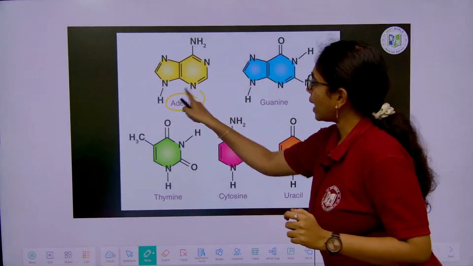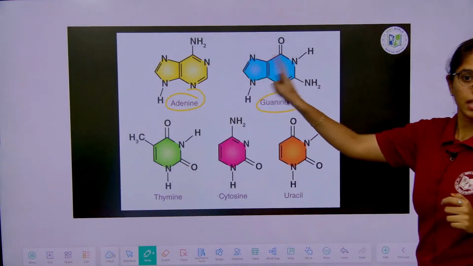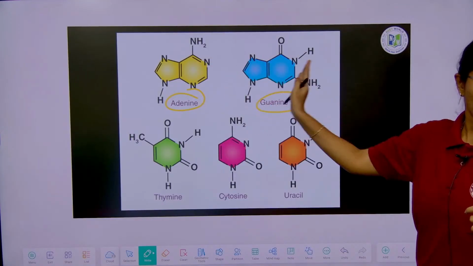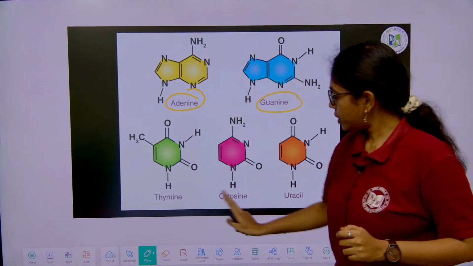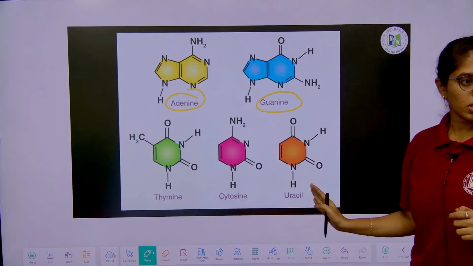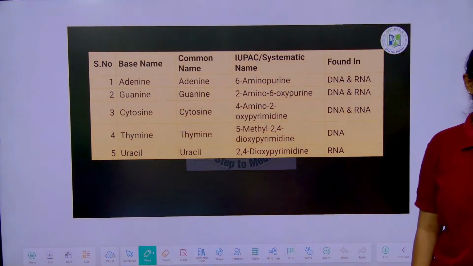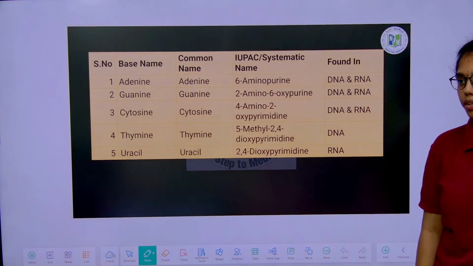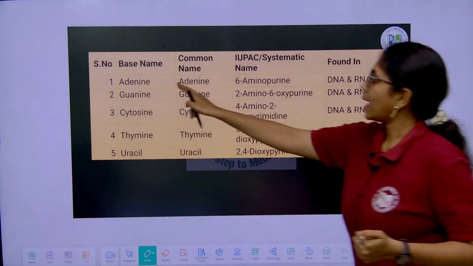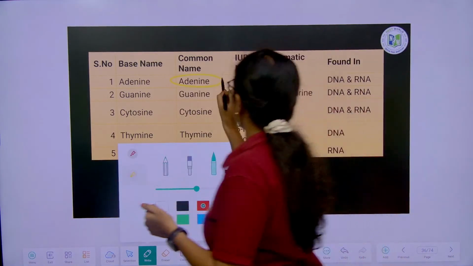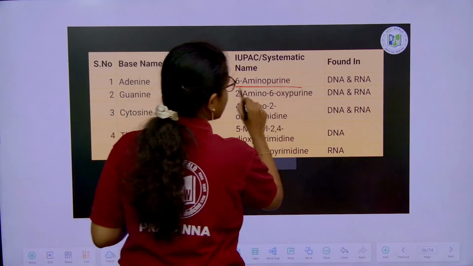See, adenine and guanine are heterocyclic rings. Thymine, cytosine and uracil are homocyclic, single ring. They have some synonyms. This should be in everybody's book. Adenine is also known as what? 6-aminopurine. Adenine is also addressed as 6-aminopurine.